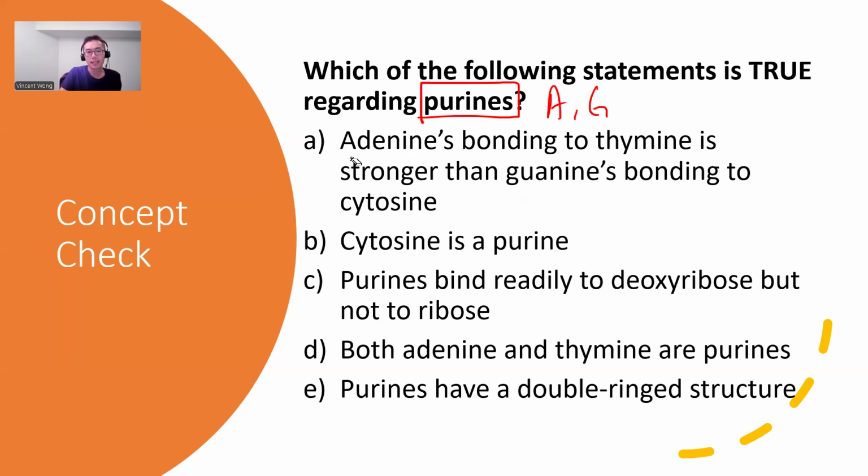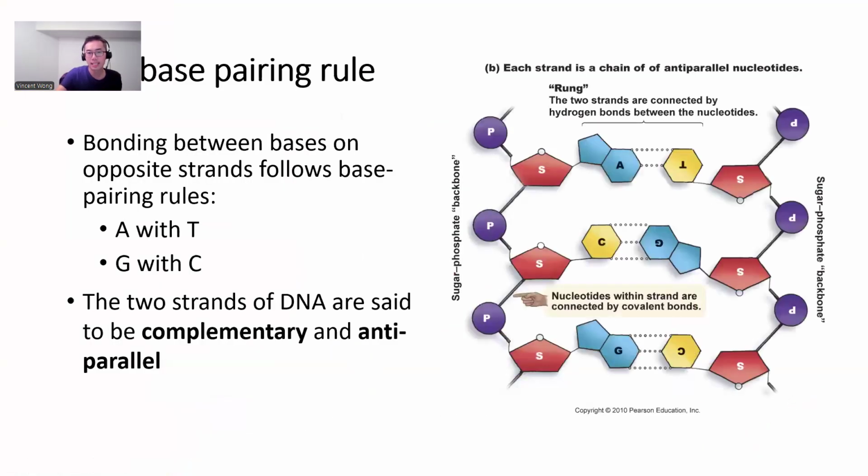With that in mind, let's take a look at the answers. Adenine bonding to thymine is stronger than guanine bonding to cytosine. That's not true. I might have forgotten to mention this last time, but between A and T, there are only 2 hydrogen bonds holding it together. Between C and G, there are actually 3 hydrogen bonds holding them together. What that means is if you have a strand of DNA that has a lot of C's and G's in it, it's going to take more energy to separate them.